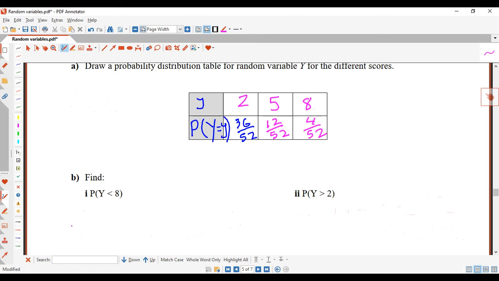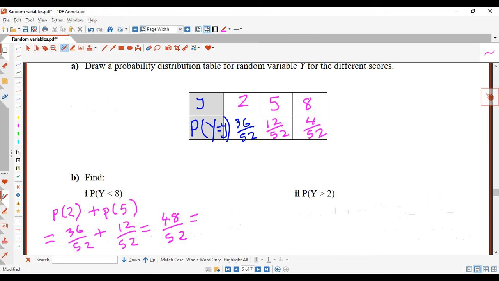Now, probability of Y less than 8 means that you're looking at getting a score of 2 or a score of 5. Okay, so that means you're going to have 36 on 52 plus 12 on 52, which equals 48 on 52. And if you simplify that, you're going to get 12 on 13.